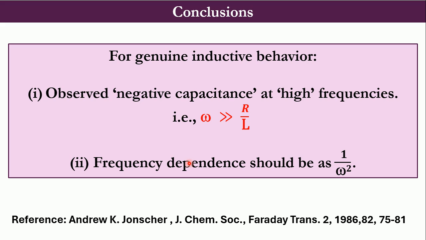So for a genuine inductive behavior, the observed negative capacitance should happen at higher frequency, that is omega much greater than R by L, and its frequency dependence should be as 1 by omega square. If these two conditions are satisfied, then we will say the observed or measured negative capacitance is an inductive behavior. Otherwise, it is a negative capacitance.